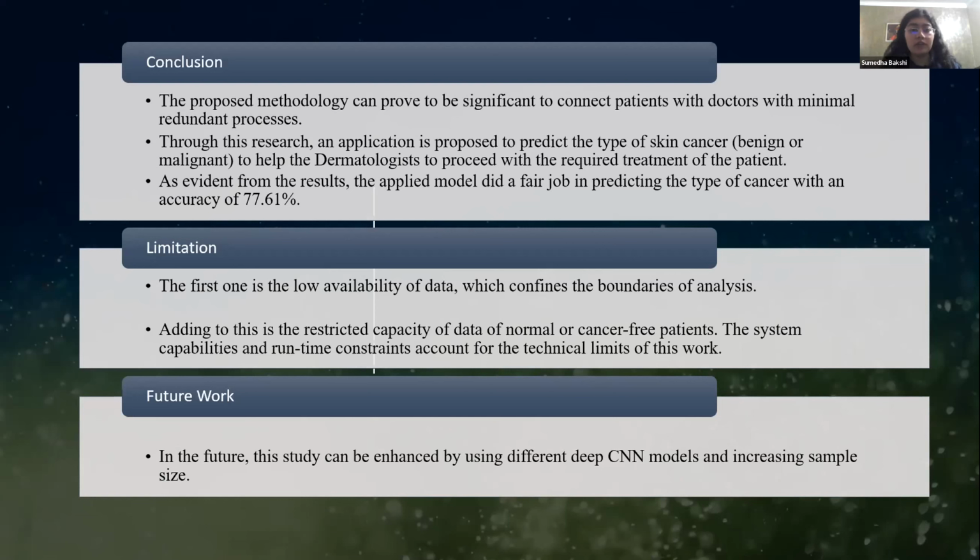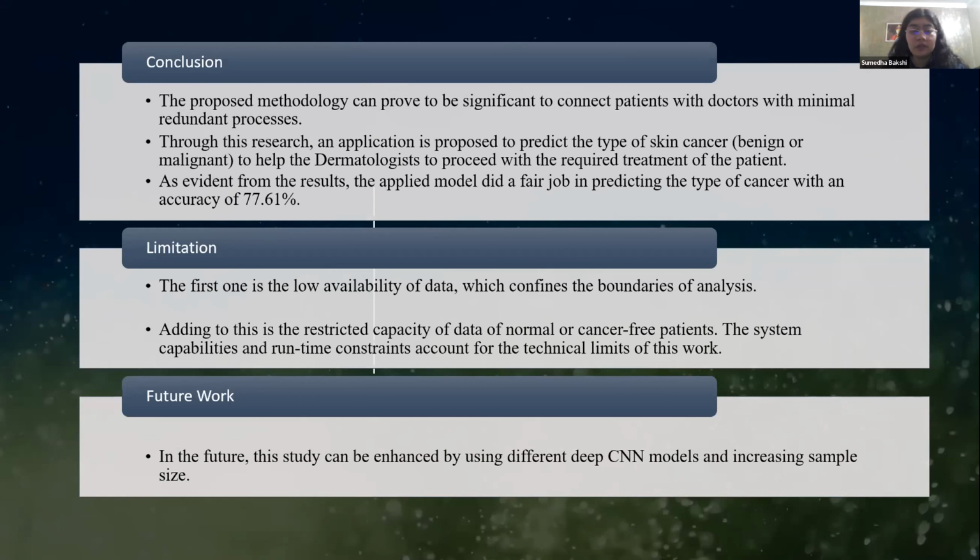And in this research, we proposed an application to predict the type of cancer, and it would allow the dermatologist to proceed with the required treatment of the patient without restarting the entire process with the patient, because they'll already be having either the data, or they'll already be in touch with the patient, even if via remote connection.